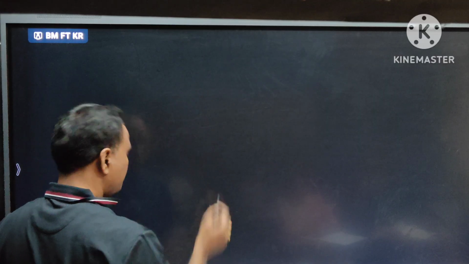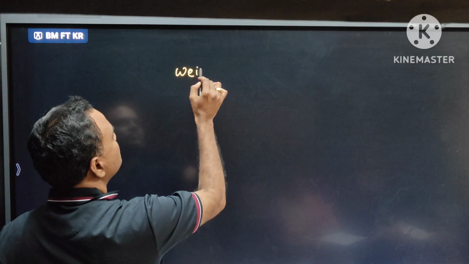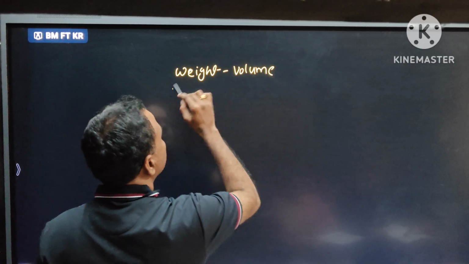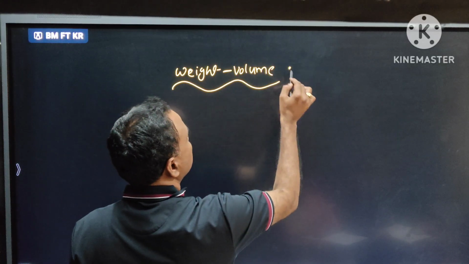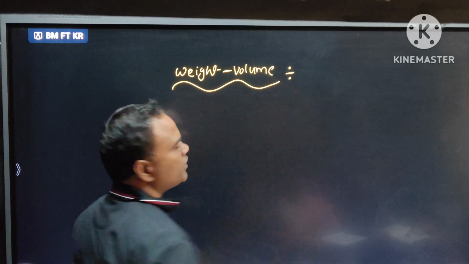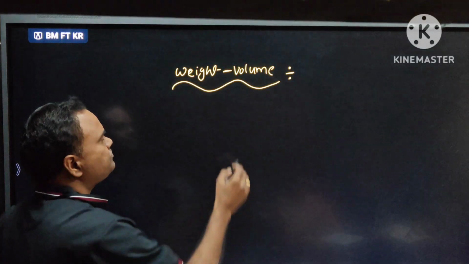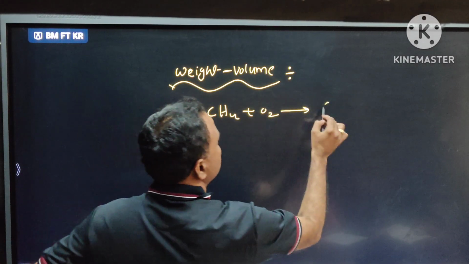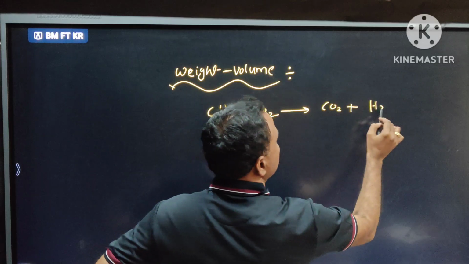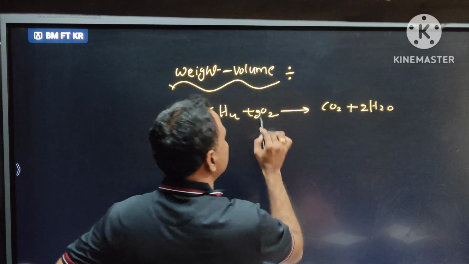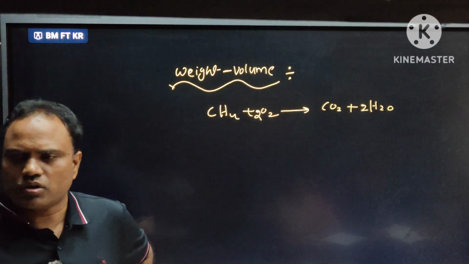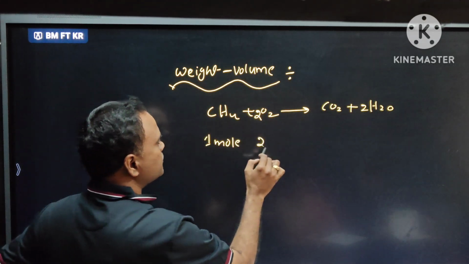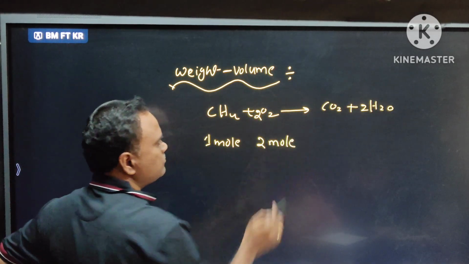The volume. Weight volume calculations. CH4 plus O2 gives rise to CO2 plus H2O. Balanced equation: 2 here and 2 here. One compound's data is in terms of weight and another compound's data is in terms of volume.